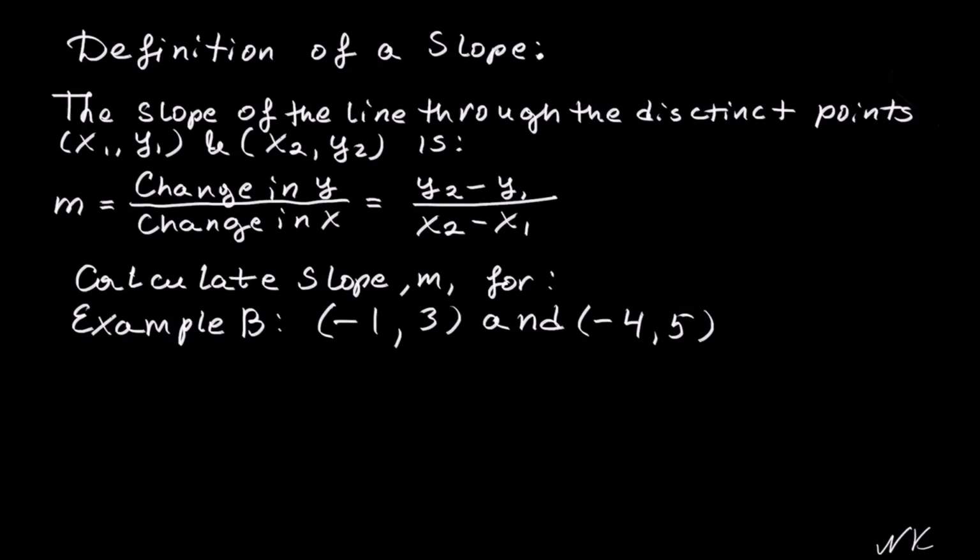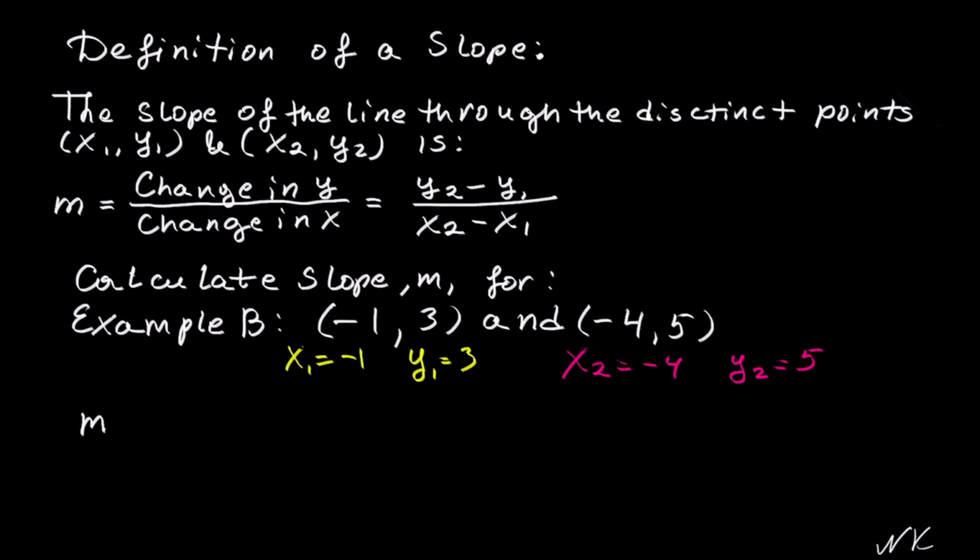In example B, we have points (-1, 3) and (-4, 5). So into the formula, I'm going to substitute -1 instead of x1, 3 instead of y1, because this is the first point. And in the second point, we have (-4, 5). So x2 is -4, y2 is 5.